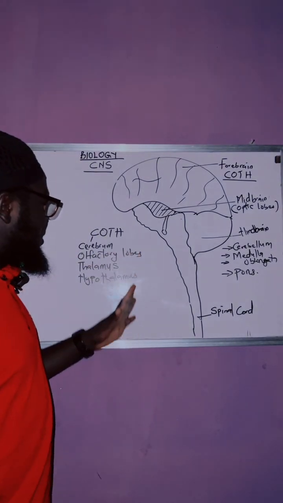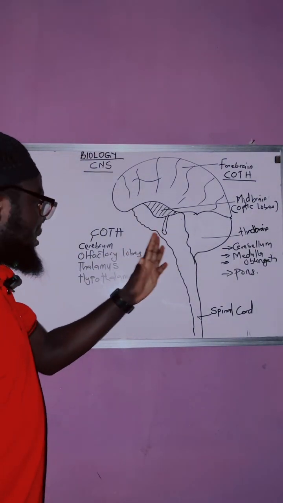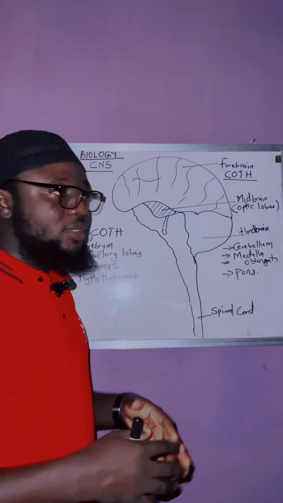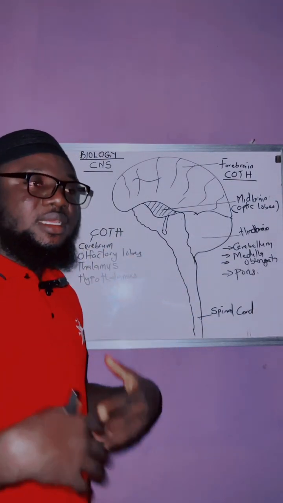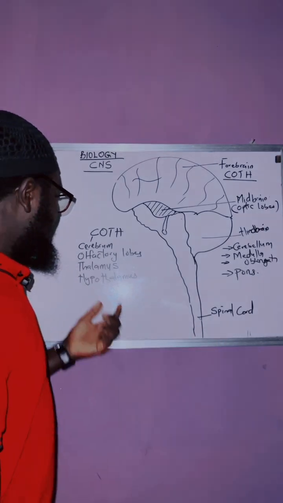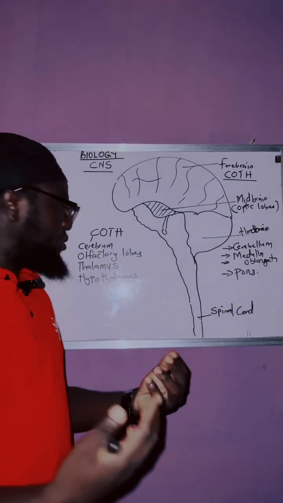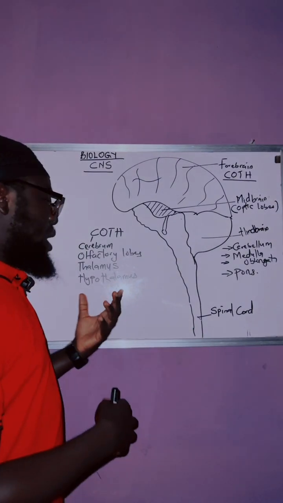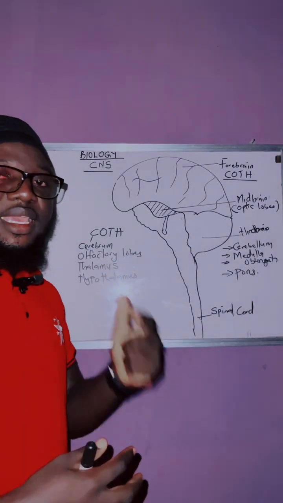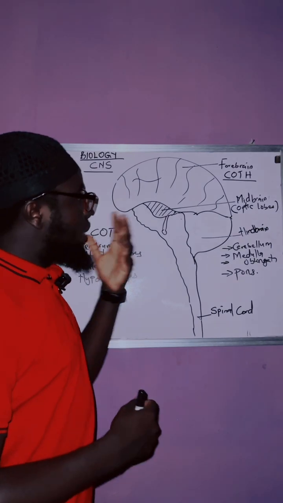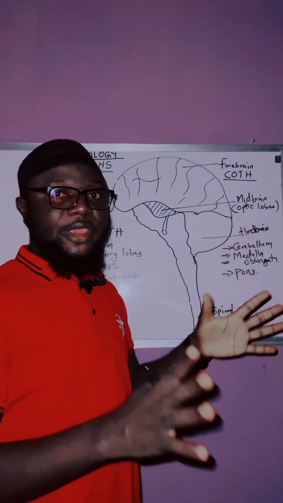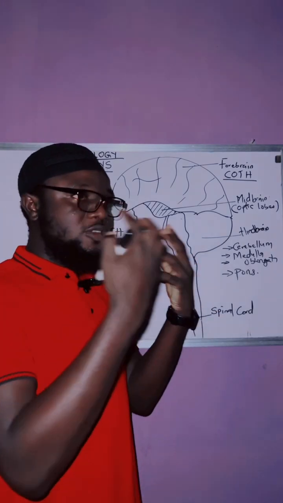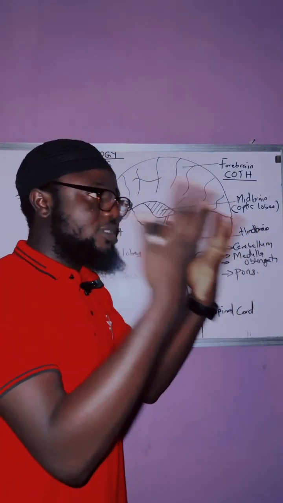So these are the four major parts of the forebrain and their functions. Cerebrum controls the voluntary actions, and is also the site for memory, intelligence, and so on. Olfactory lobe controls the sense of smell. Thalamus controls the sense of touch. While hypothalamus controls sleep, taste, and body temperature. Now, let's quickly move on to the midbrain. In the midbrain, we have the optic lobe. From the name optic, it deals with the sense of sight. So this controls the sense of sight.